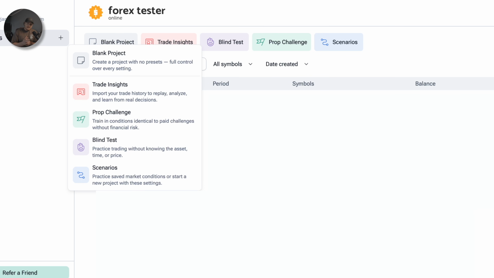So what we are looking at here is Forex Tester Online. Now with this software, you can actually do a prop firm challenge. That will take into consideration spreads, daily drawdown, and max overall drawdown, and you can really simulate that prop firm environment that you have when you are trading a challenge.